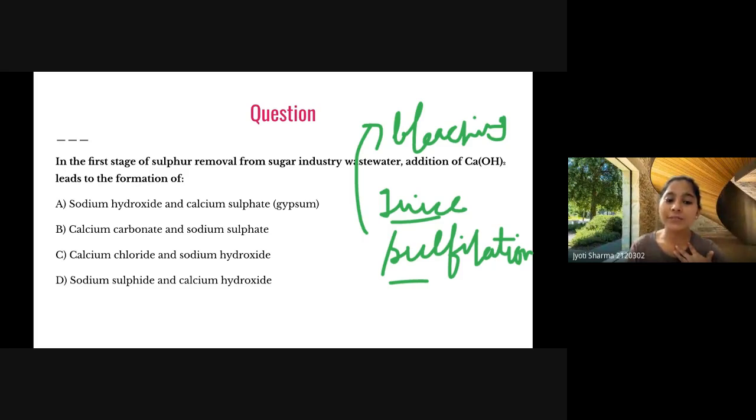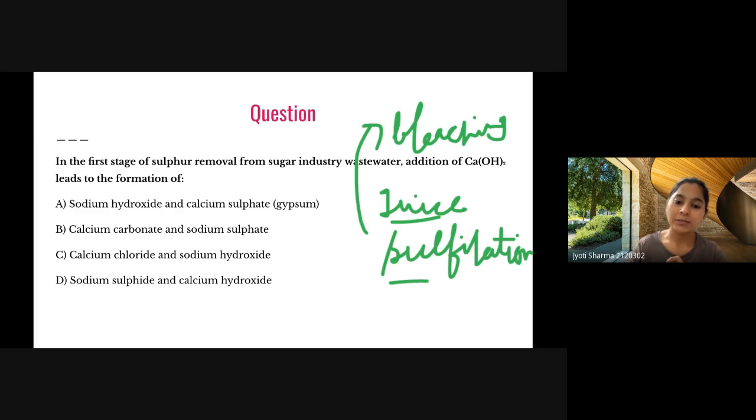So now the question is based on that. In the first stage of sulfur removal from sugar industry wastewater, addition of calcium hydroxide leads to the formation of what? Sodium hydroxide and calcium sulfate, calcium carbonate and sodium sulfate, calcium chloride and sodium hydroxide, sodium sulfide and calcium hydroxide. Let me see the answer you have already given me. Dia and Venkateshwara, okay, both gave me A answer.